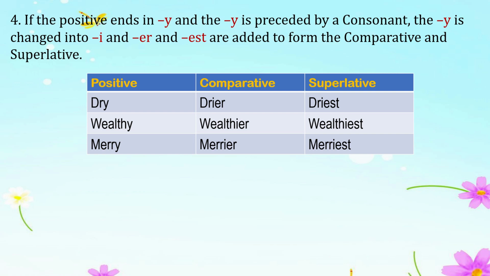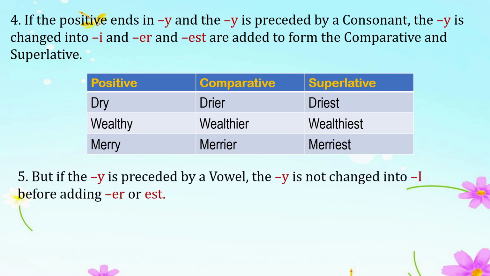You have to drop the letter y for comparative and superlative. Instead of y, we'll be adding i. Let's see for comparative, drier. For superlative, driest. Wealthy, wealthier, wealthiest. Merry, merrier, merriest.